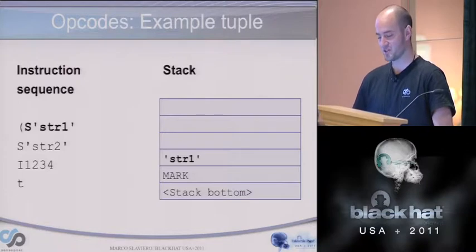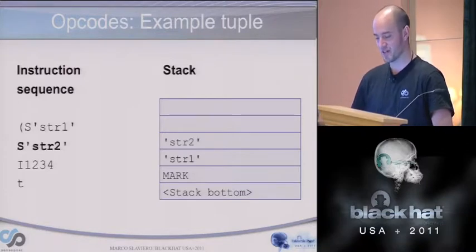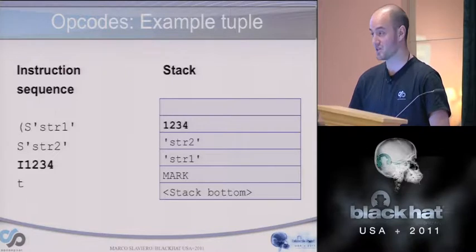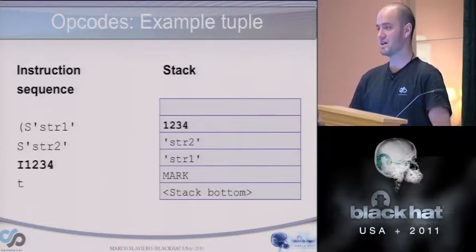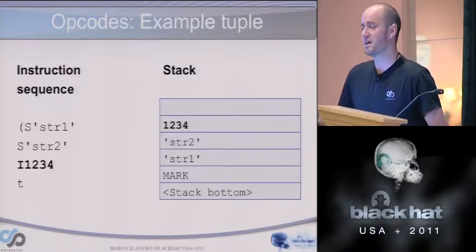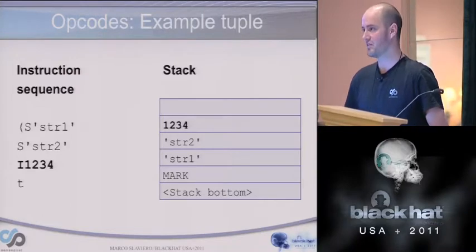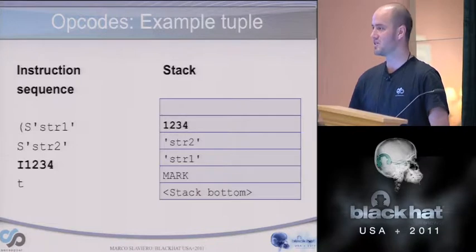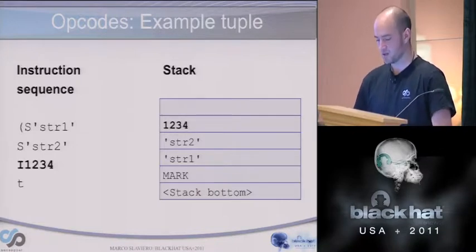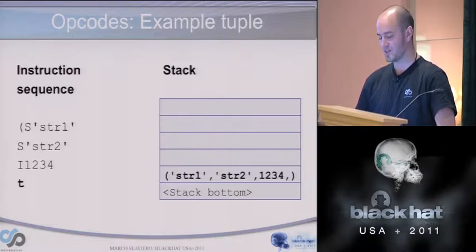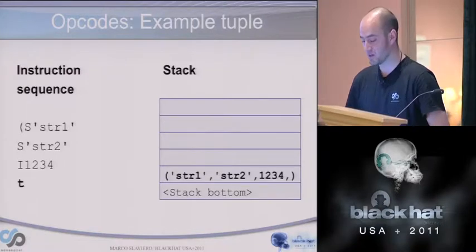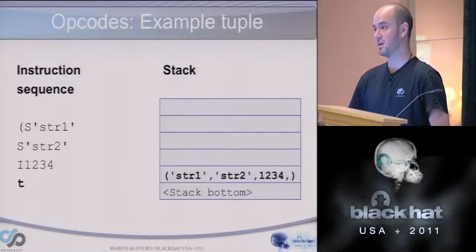We then push a string object onto the stack. We push a second string object onto the stack. We then push an integer object onto the stack. So the stack layout now contains two strings and an integer. Then the final instruction that I've got there is T, and what T does is it goes onto the stack and pops everything off the stack until it hits the first mark object. It then packages together all of the items that have been popped off the stack into a tuple. So after the T instruction has been executed, we now have a tuple living on the stack.